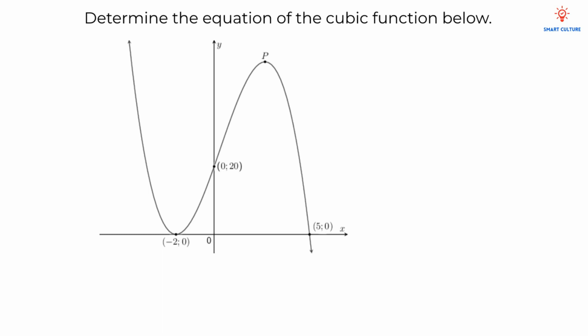So what we have to do now is determine the equation of the function in the form f(x) = ax³ + bx² + cx + d. So how can we go about solving this problem? What we have to do is identify the roots of the function, and then build the function using the factor theorem.